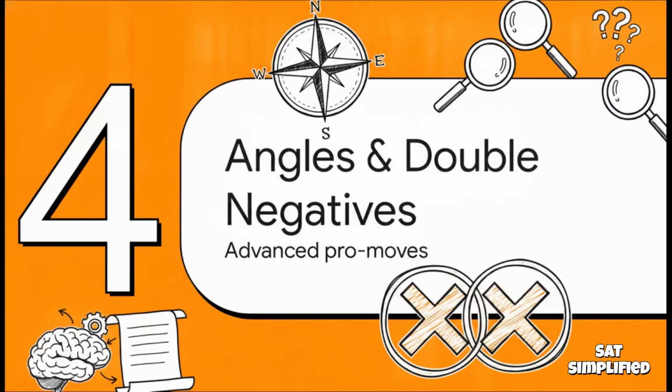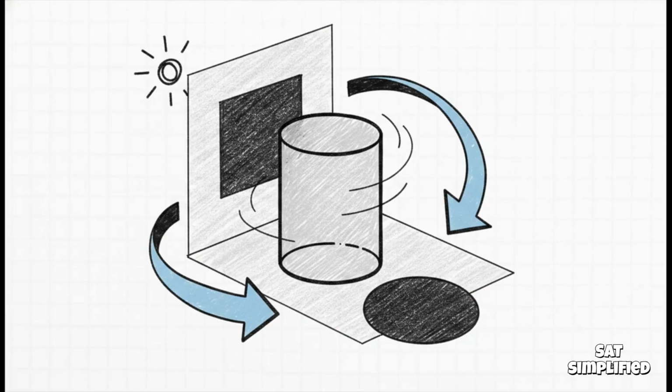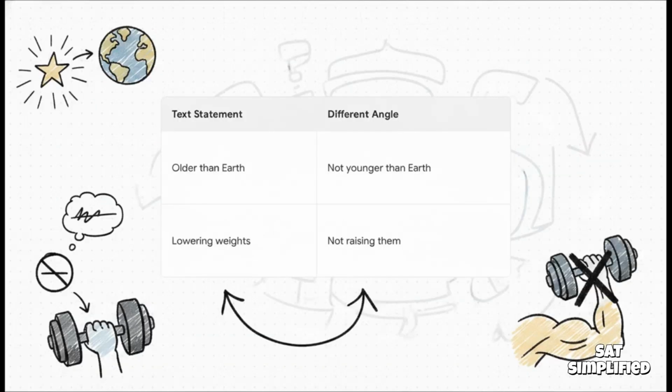Let's really elevate your skills now by exploring Section 4, Angles and Double Negatives. These are your advanced pro moves. The SAT test makers absolutely love to deliberately trick you by hiding the right answer in plain sight. How? By stating the exact same textual idea from a surprisingly different angle. You see, you're not always going to get a neat one-to-one synonym match. Quite often, you'll actually need to logically invert the sentence to see that it means the exact same thing as what you originally read.